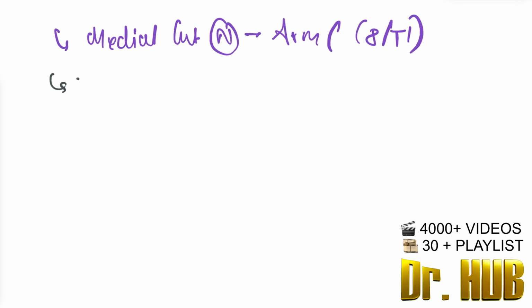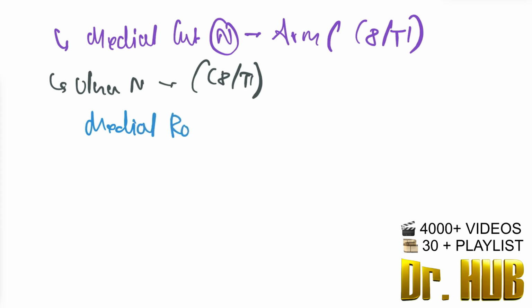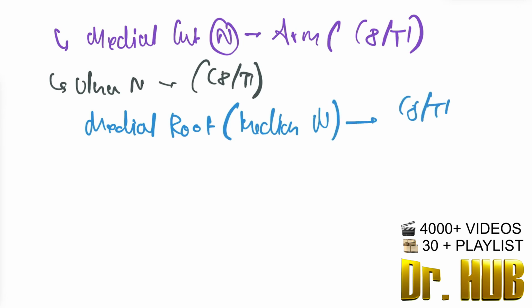Then comes the ulnar nerve, which is C8 to T1, and then the medial root of the median nerve, which is also C8 to T1. Now let's look at the posterior cord.